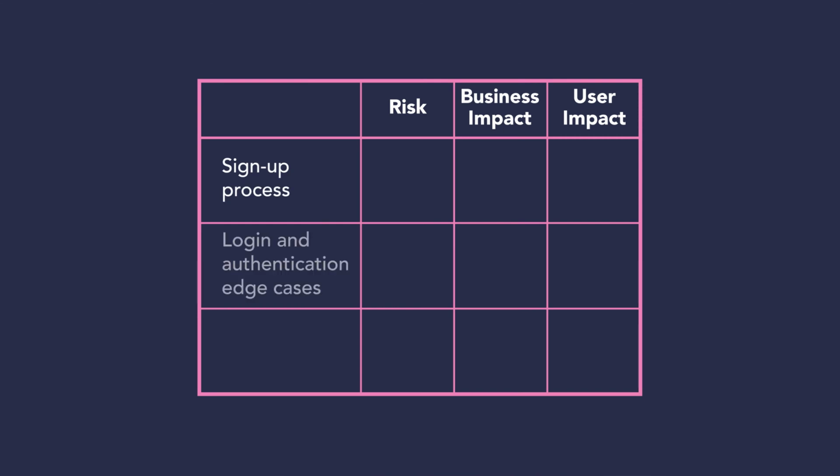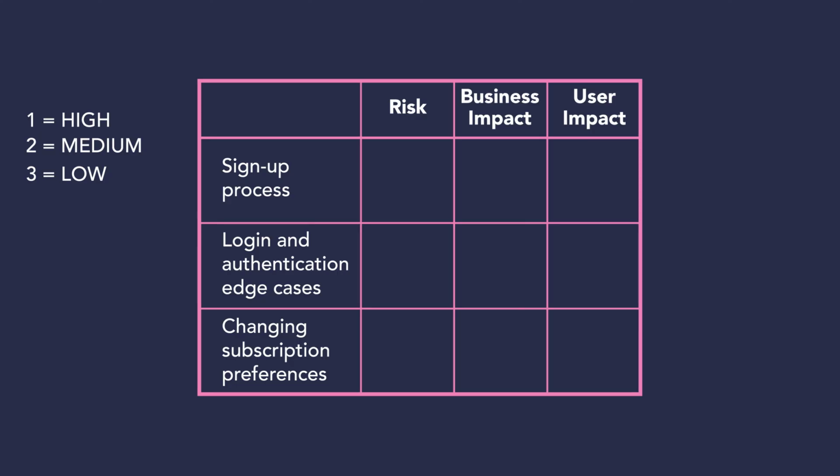Here we have 3 columns for risk, business impact, and user impact. Down the side, we have 3 things that need to be tested: the sign-up process, login and authentication edge cases, and changing subscription preferences. Now let's imagine we're going to give each of these a score, so 1 is high, 2 is medium, and 3 is low.